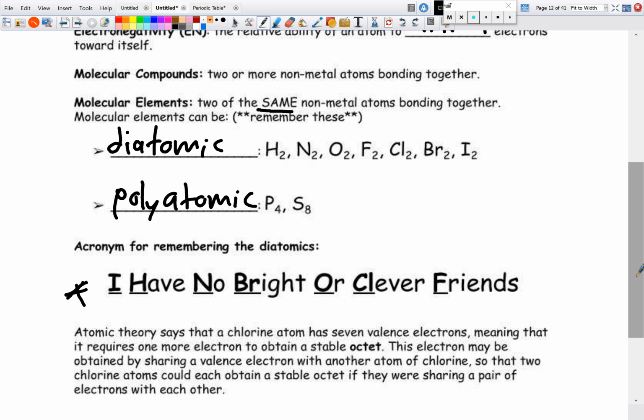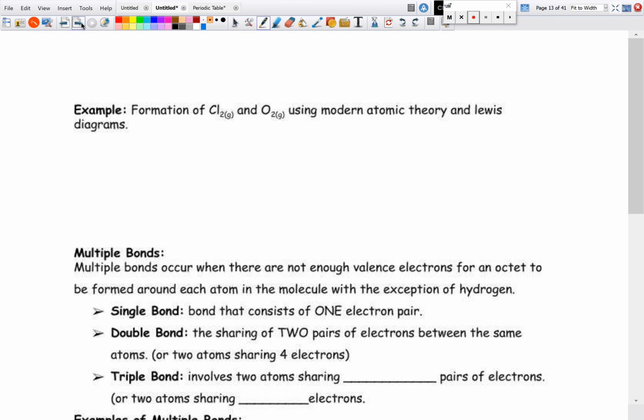So we're going to look at why these bond. The main reason is that the atomic theory states that the chlorine atom, because chlorine looks like this, has 7 valence electrons, meaning that it only needs 1 electron. This is the only one that isn't bonded. So it needs 1 more electron to make a stable valence, or a stable octet. This electron can be obtained by sharing an electron with another chlorine atom, and that is why we have something like Cl2.